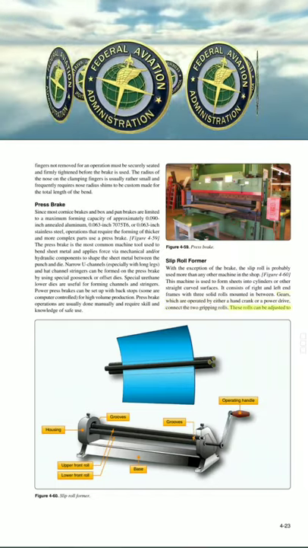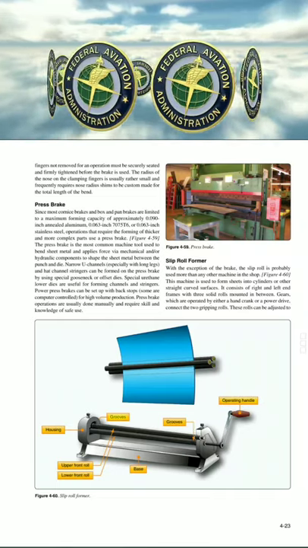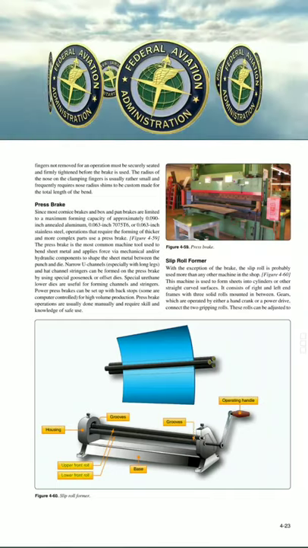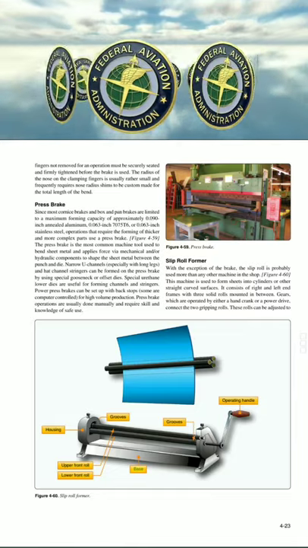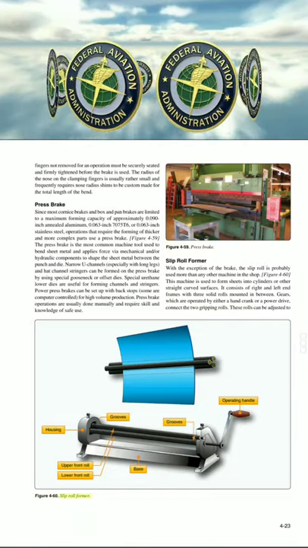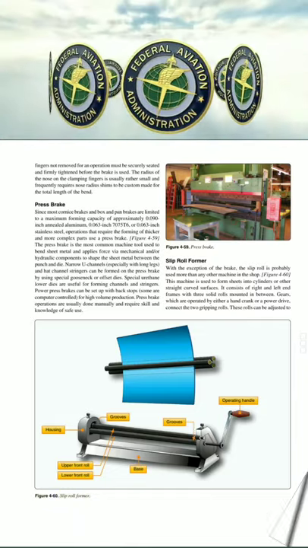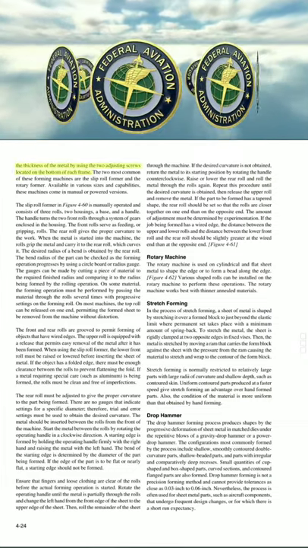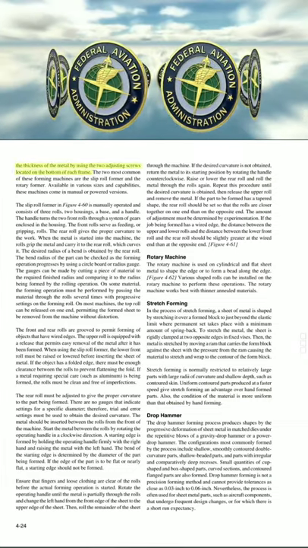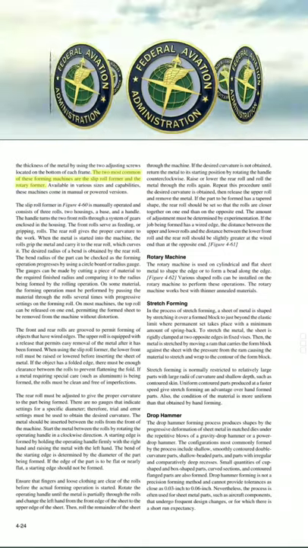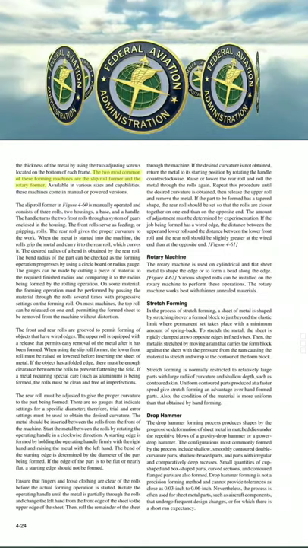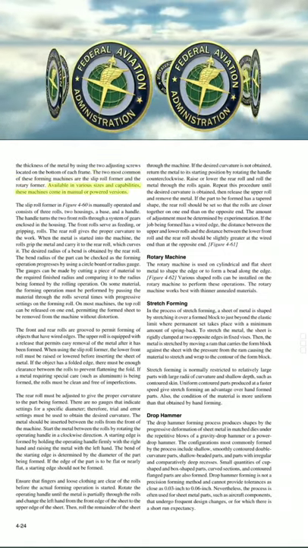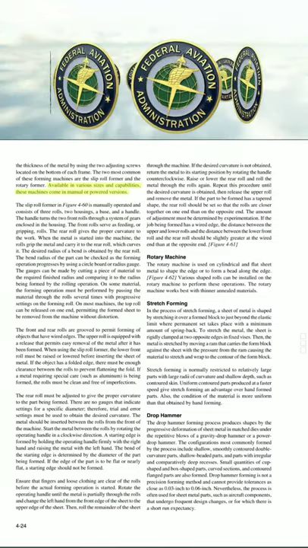These rolls can be adjusted to the thickness of the metal by using the two adjusting screws located on the bottom of each frame. Figure 4-60. Slip roll former: operating handle, grooves, housing, upper front roll, lower front roll, base. The two most common of these forming machines are the slip roll former and the rotary former. Available in various sizes and capabilities, these machines come in manual or powered versions.